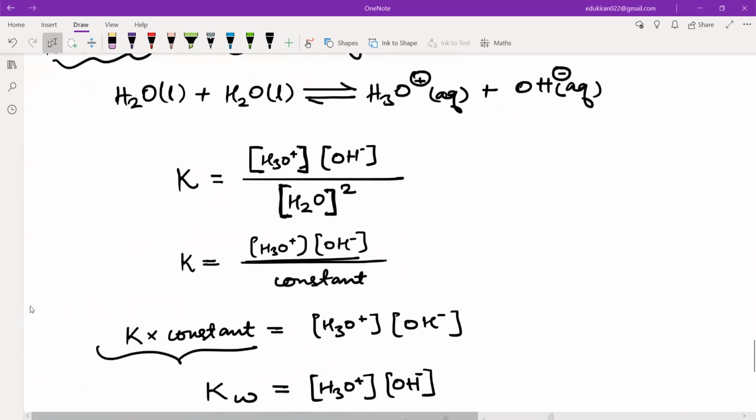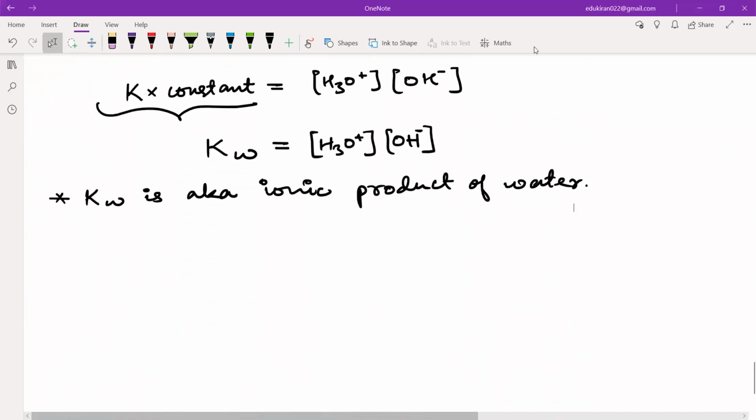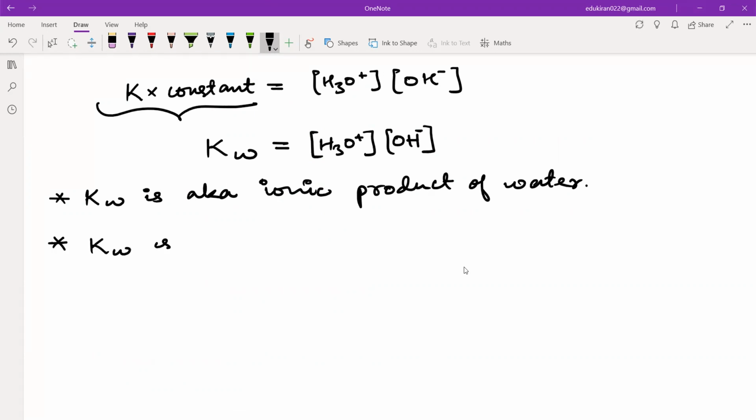Now this Kw is an equilibrium constant, and it is dependent on temperature, because all equilibrium constants are temperature dependent. If I change the temperature, the equilibrium constant is also going to change, because there will be a shift in the reaction towards the forward or backward direction. So Kw is an equilibrium constant.